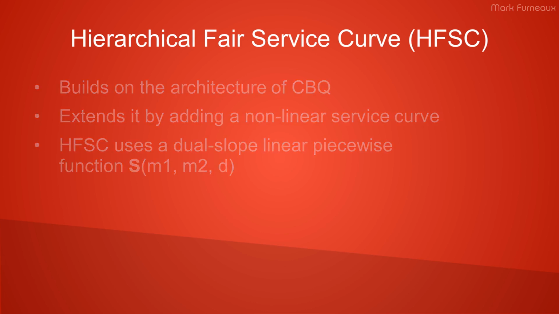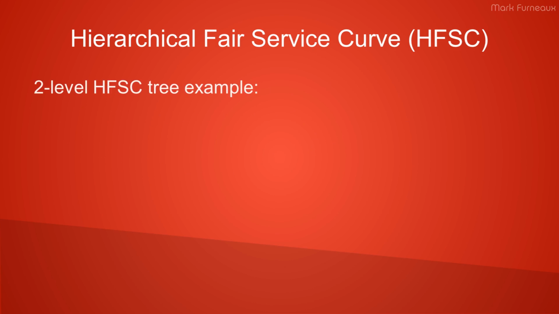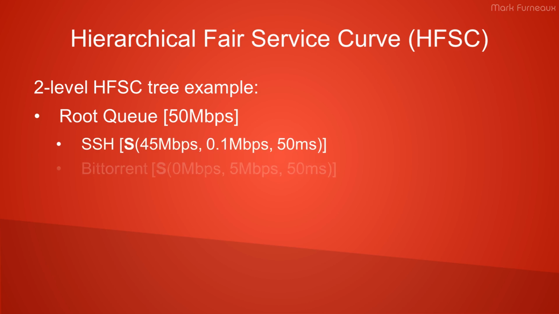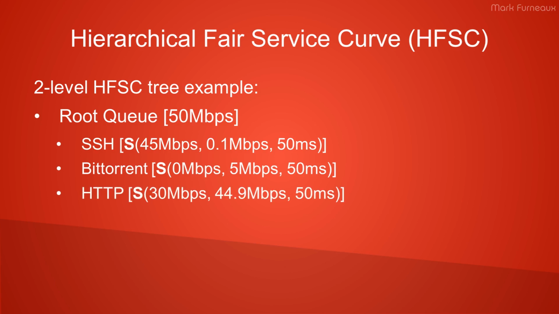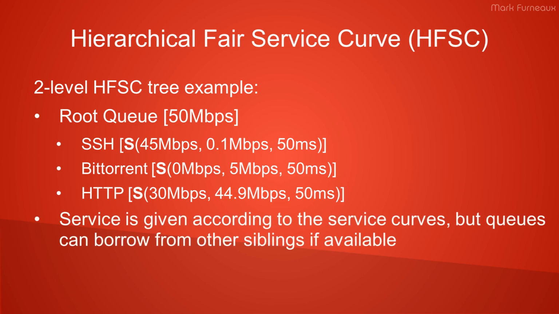So I want to go over this one by way of example. We'll do a two-level example. Let's say that we have, of course, the same root queue as before, 50 megabits per second, and then we're going to have 3 child queues, but instead of priorities and bandwidth, they're going to have service curves. And service is ultimately given according to these service curves, but of course queues can borrow from other siblings if available, just like they could in class-based queuing, and so of course HFSC is normally work conserving.